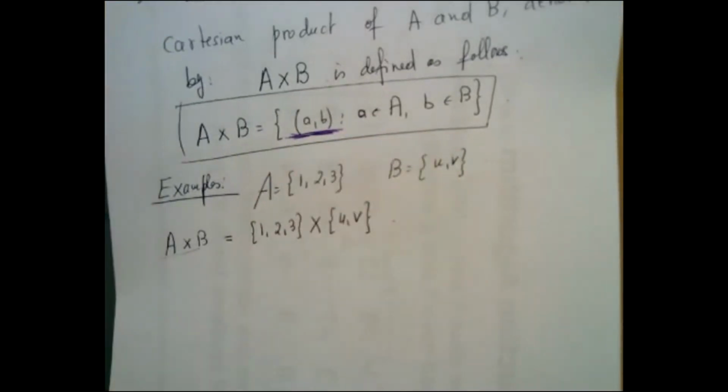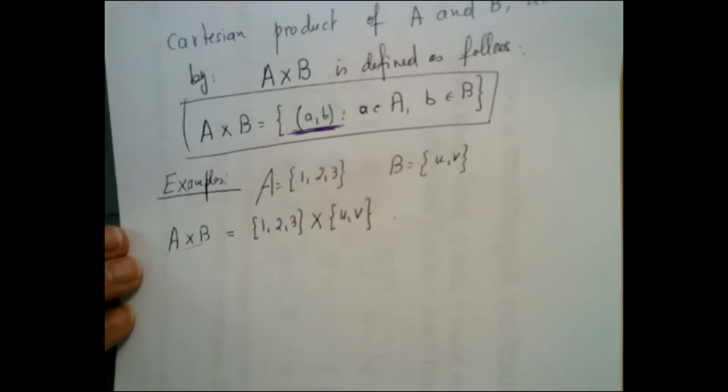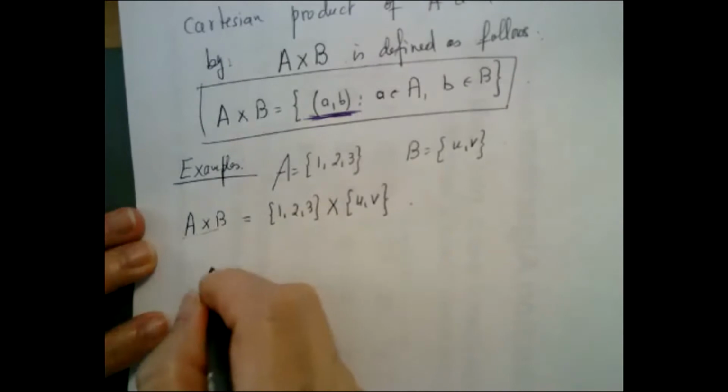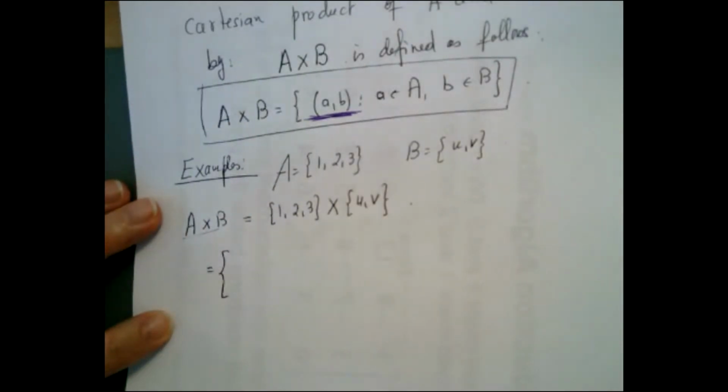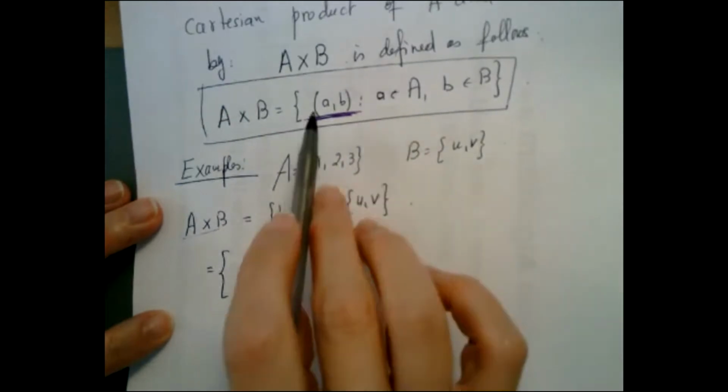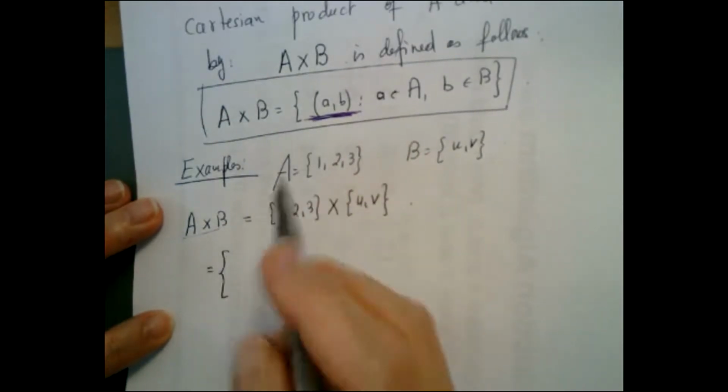Like the power set, the elements are sets. Here, the elements are nothing more than ordered pairs. So let us write this. First, this is a new set, so we have braces. Let us list the elements, all the ordered pairs. The first term in A, the second term in B.